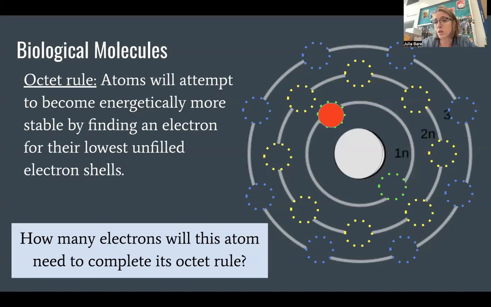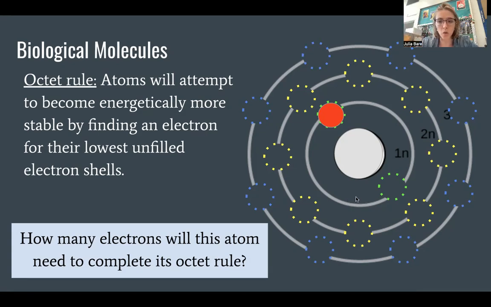unfilled electron shell. So in this atom, we're looking at an atom that has one electron in its first orbital. Now, we're not going to worry about S and P orbitals. You don't need to worry about that for AP Bio. But we're looking in the first orbital. Now, this first orbital is weird because it technically only has 2 electrons.